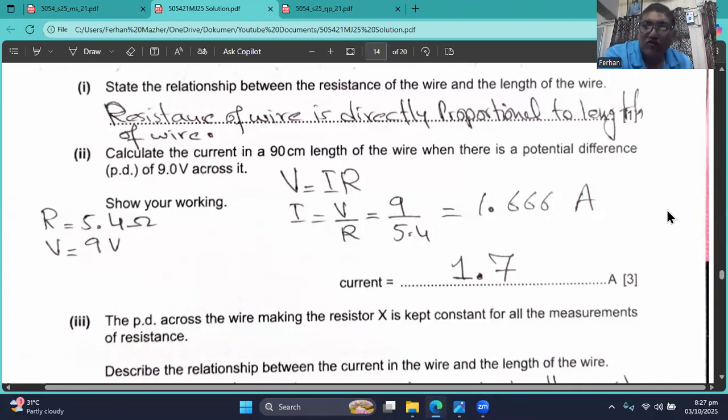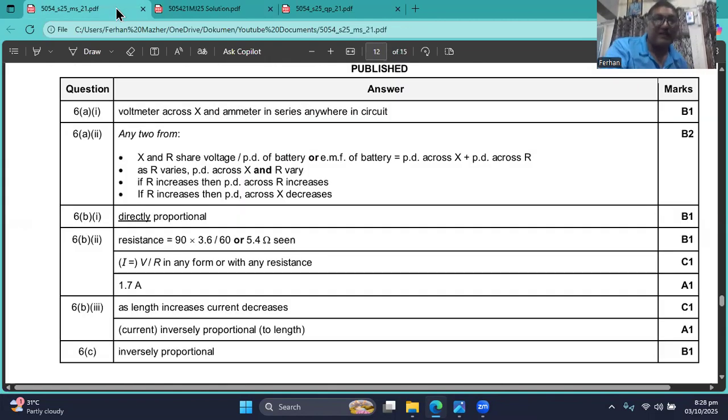According to Ohm's law, V equals IR, so I equals V divided by R. So 9 divided by 5.4 is 1.666 ampere. That's 1.7 ampere, correct to two significant figures because the data has only two significant figures. That's why we rounded it off to two significant figures. 1.7 ampere is the right answer.